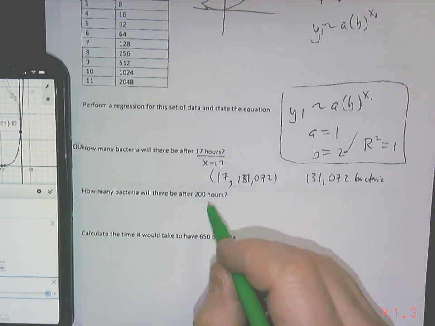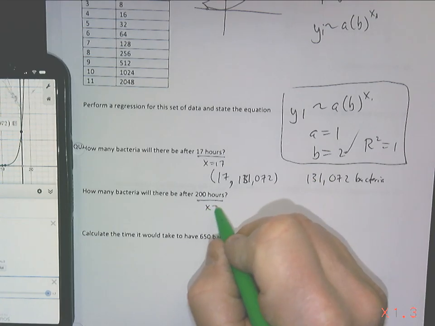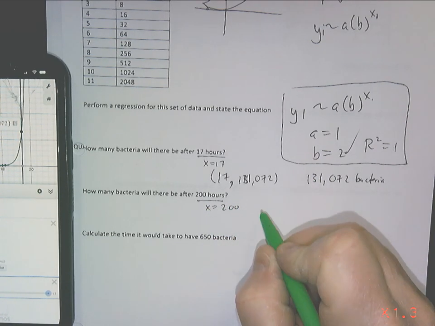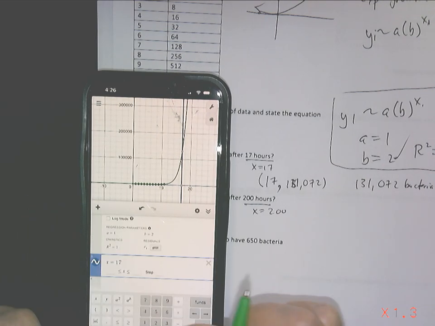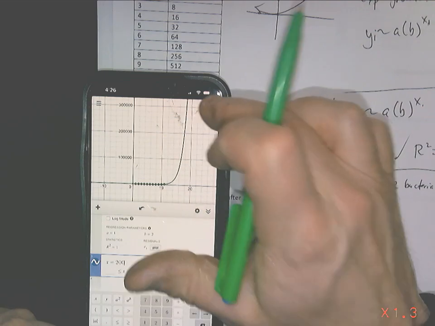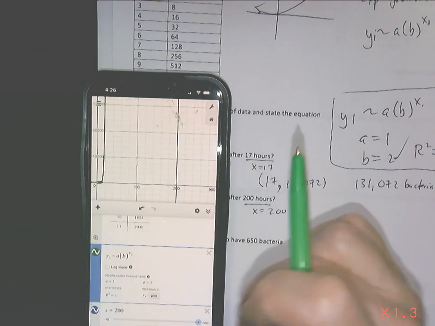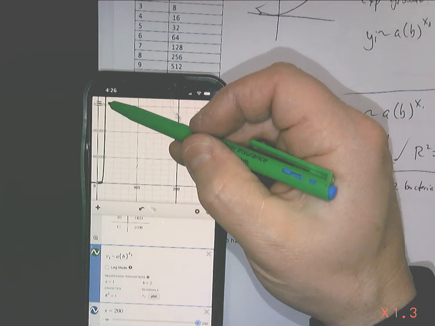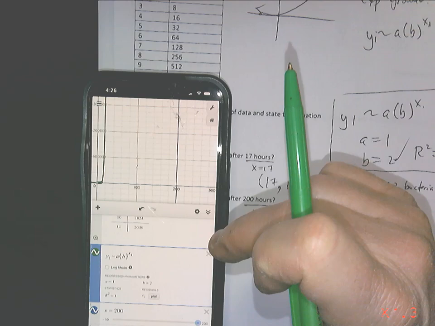Next, how many bacteria after 200 hours? Holy smokes, if 17 was this big, 200 hours is going to be insane. I'm kind of scared, actually. Okay, let's do her, though. 200. First of all, 200 is off my X scale, so I'm going to make my X scale at least 200 so I can see it. Let's go 300. Way over here, this is going to be a monster.